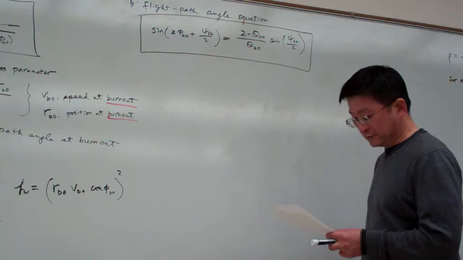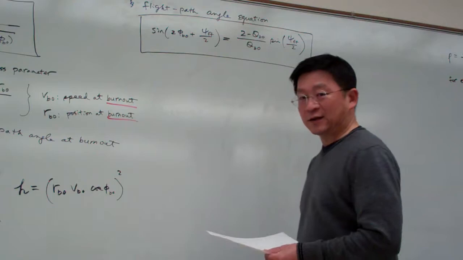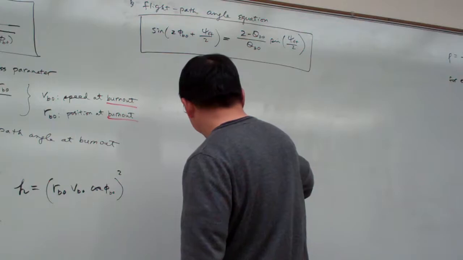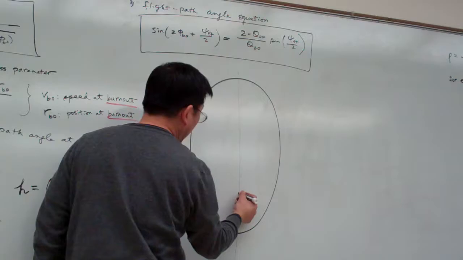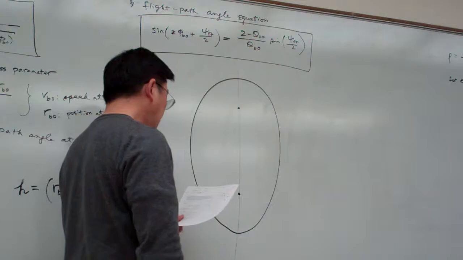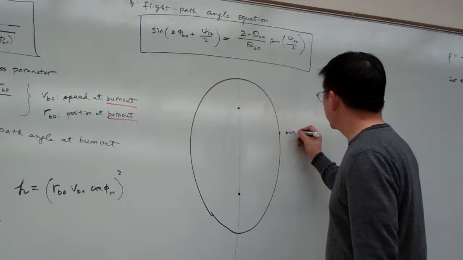This one can be explained by this. I'm not going to challenge my drawing. Okay, so let me do this one. So this is the elliptic orbit. So this is the major axis. So this is the occupied focus and another focus here. So say if this point is our burnout point.